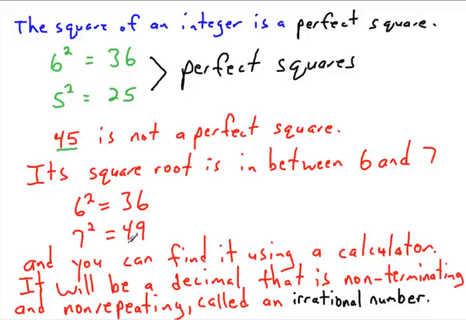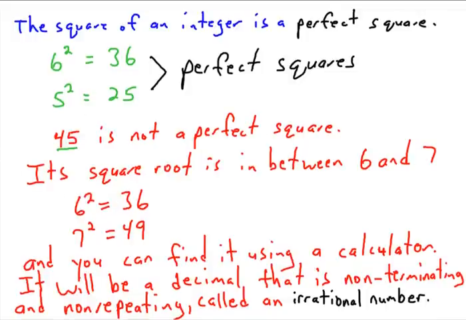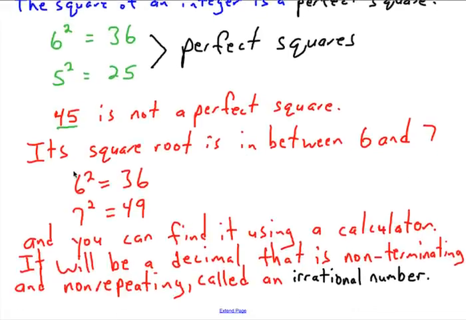But even if you do use a calculator, you're only going to get an approximate answer, because the square root of a non-square number will be a non-terminating, non-repeating decimal called an irrational number. So we're going to talk some more about irrational numbers and kind of all real numbers in general.